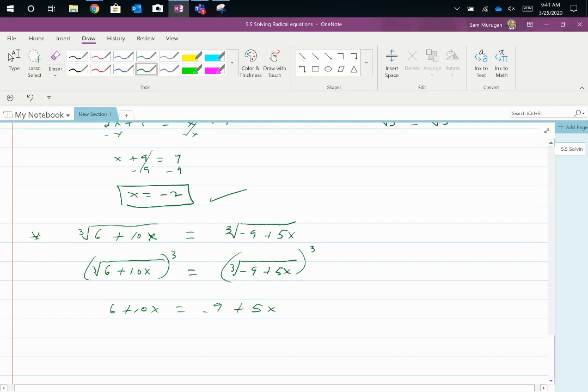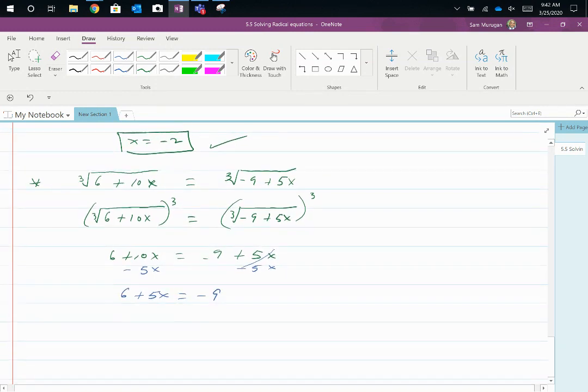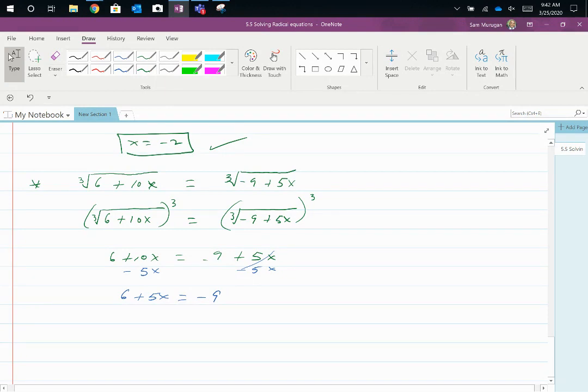So we're going to try to isolate the variable here. So minus 5x from both sides. That gives me 6 plus 5x is equal to -9. Then take away 6 from both sides. We get 5x is equal to -15. X is equal to -3.